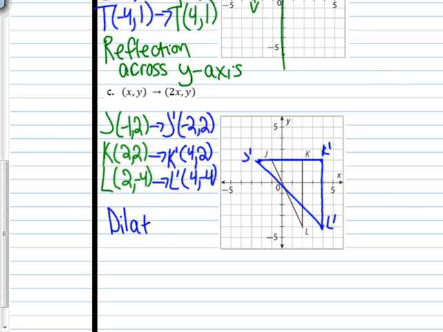And again, using our vocabulary from the beginning, this is a non-rigid transformation because it becomes bigger or smaller, and this one becomes bigger, and it involves multiplication. So when you see multiplication or division, then you know that you are working most likely with dilations. So this one is non-rigid, and it involved multiplication.